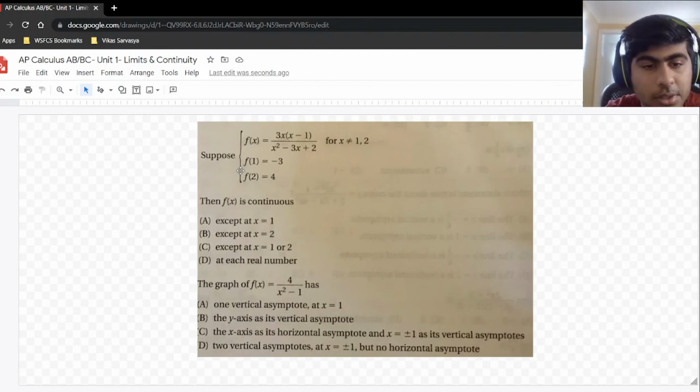So it has to be one of these answer choices. Now we can see, is it continuous at 1? Is it continuous at 2? And let's look at what we can do with that.